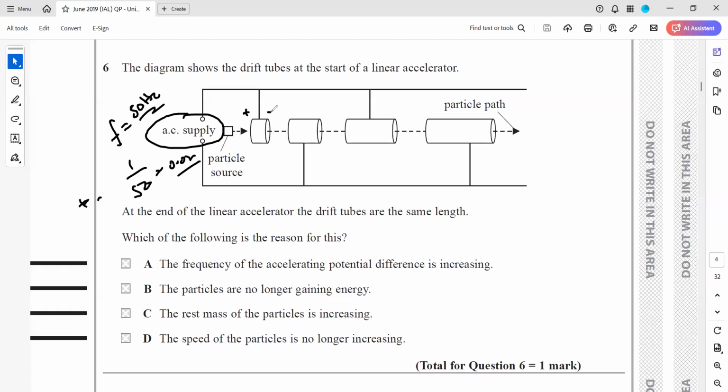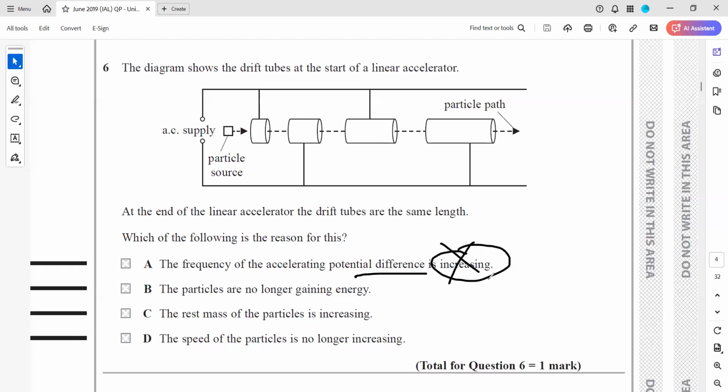For this positive-negative, after 0.02 second, it will be negative-positive. Then after another 0.02 second, negative-positive again. So these terminals change at a constant rate. That's why, as the speed increases, we don't increase the frequency of the accelerating potential at all. The frequency of the accelerating potential is always constant and does not change.